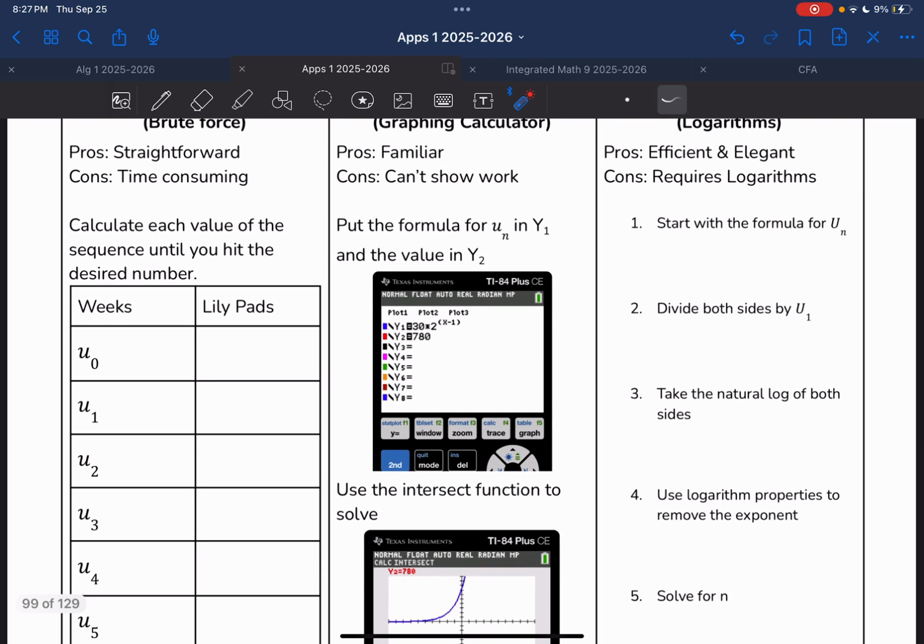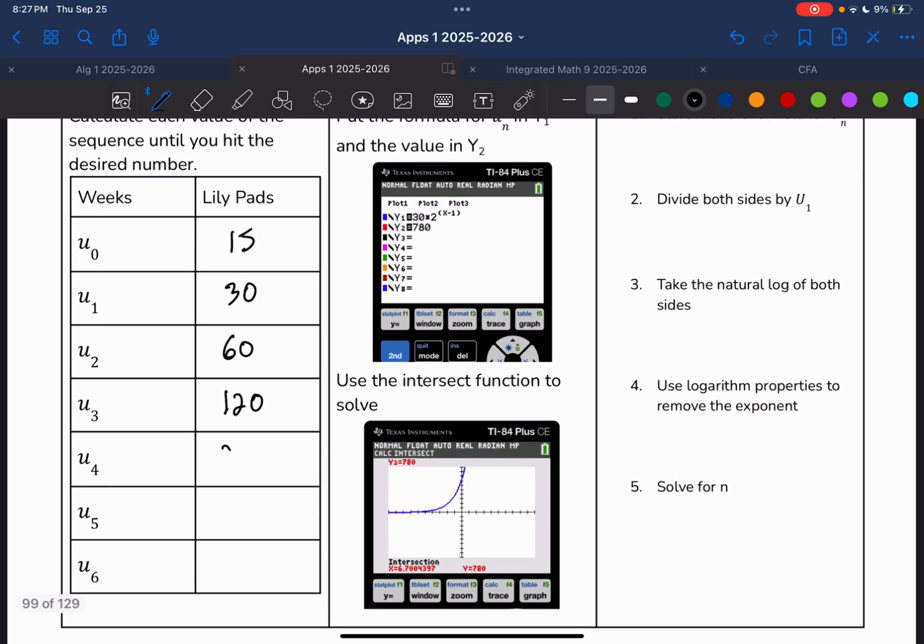So you may notice here that we have something different. We have a U0. And the reason for that is because we want n to represent the number of weeks since the start of spring. So at 0, when spring is just starting, there are 15 lily pads. After 1 full week of spring, so at the end of 1 week of spring, there are 30 lily pads. At the end of the second week, it's doubled again to 60. At the end of the third week, it's doubled again to 120.